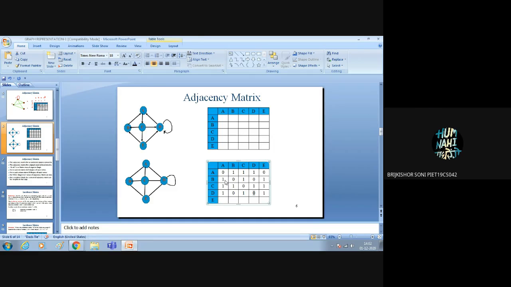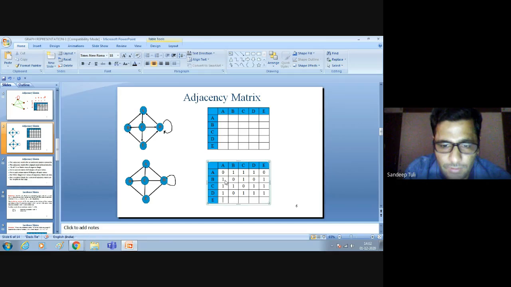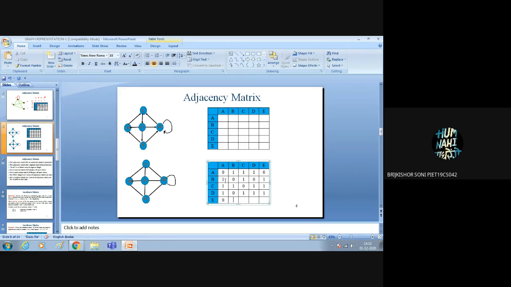So it will be 1, right? Very good. So E to A is 1. E to A is 0.